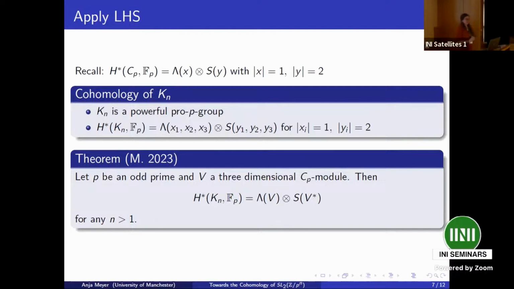So the theorem is: let p be an odd prime and V be a 3-dimensional module, so it comes with a group action already. Then the cohomology of Kn is the exterior algebra on this module tensor the symmetric algebra on the dual of this module, for any n greater than 1.